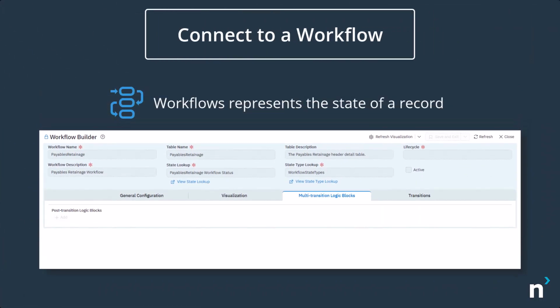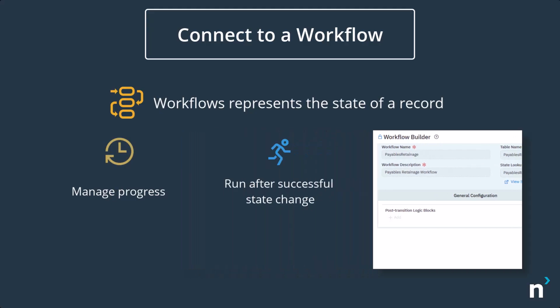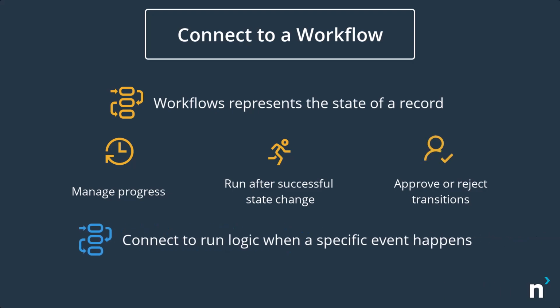A workflow represents the state of a record as it progresses through its life cycle. Logic blocks can be attached to workflow transitions to manage progress from one step to the next. Run after a successful state change, or approve or reject transitions. Connect a logic block to a workflow if the logic should run when a specific event happens.